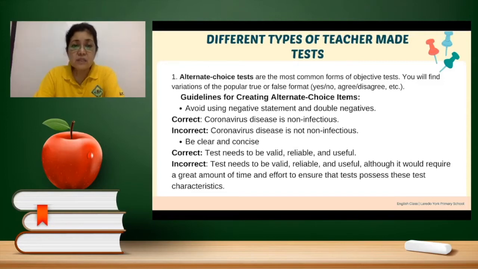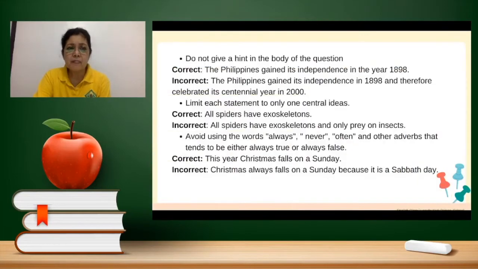Test needs to be valid, reliable, and useful. Incorrect. Test needs to be valid, reliable, and useful, although it would require great amount of time and effort to ensure the test possesses these test characteristics. So you don't have to make it too long. You don't have to make it too profound, but rather you can go direct to the point. Make it clear and concise.